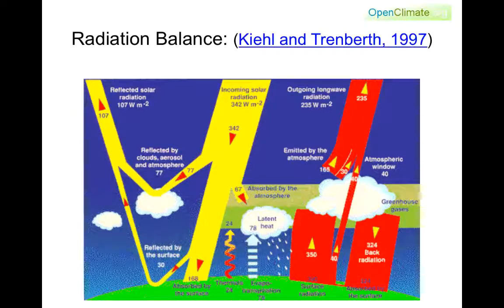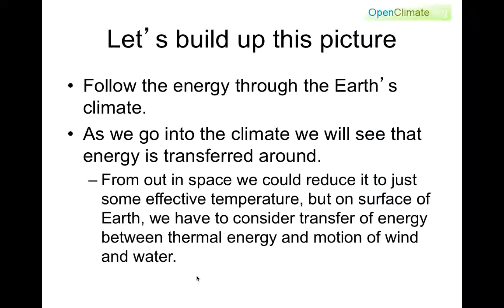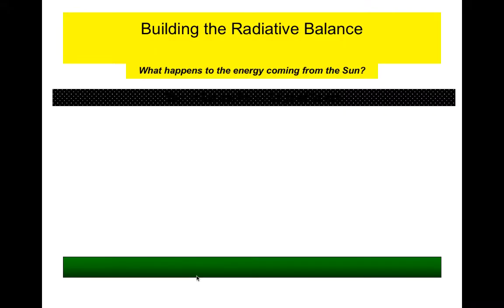Since we are interested in a perspective or point of view of being at the surface, we will be especially interested in this energy that is absorbed at the surface and how it moves around or is redistributed. What I want to do in this module is essentially to build up this picture. I want to follow the energy through the Earth's climate. In order to do this, we're going to think of our Sun-Earth system. And we're going to start by what happens with the energy that comes from the sun.